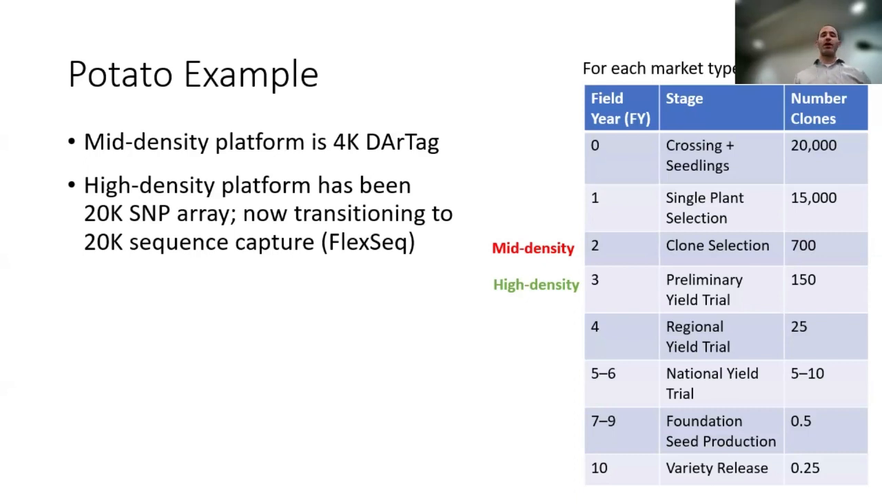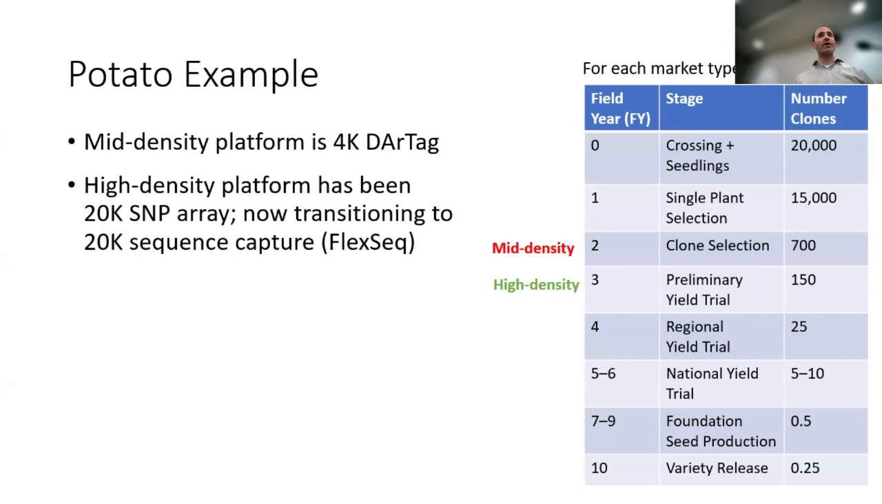So that's where we're using our DArTag. This is 700. It fluctuates, but this is per market type. We have 3 market types, so we're having to do 1,000 to 2,000 samples per year, which is a good, reasonable genotyping budget for a small size breeding program at the DArTag price point.